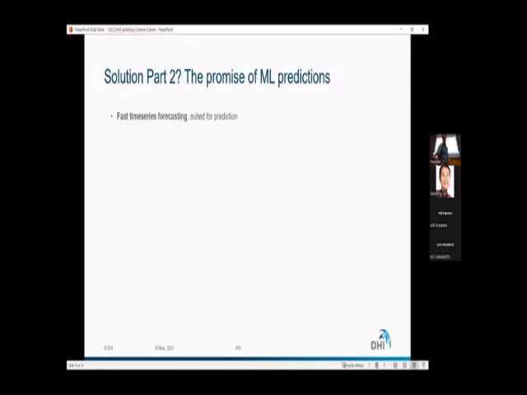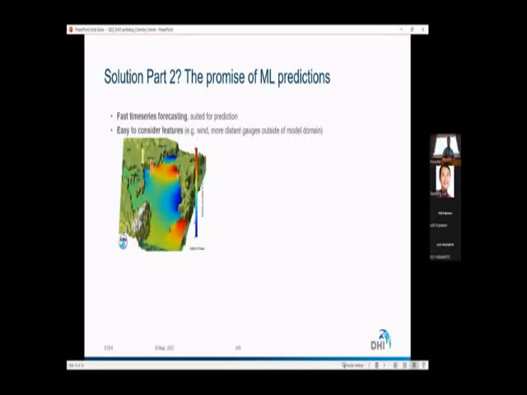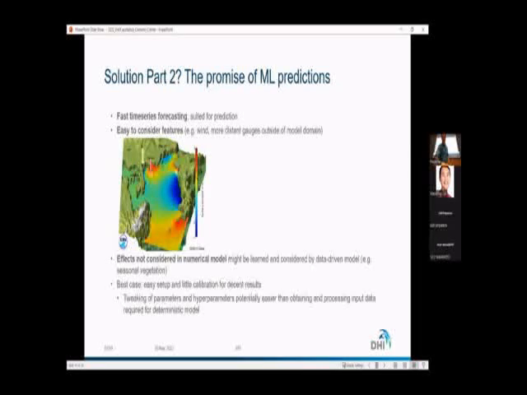It's easy to consider features from more distant gauges, and I've added a small video here of the North Sea, and then in red, maybe observations we might want to take into account for a machine learning model as a feature, and then the yellow arrow points to a station we might actually predict. So we get a bit of lead time on the information, which is propagated our way. We can also easily consider other features which are not included in our numerical model. And these might be learned and then considered by the data-driven model.